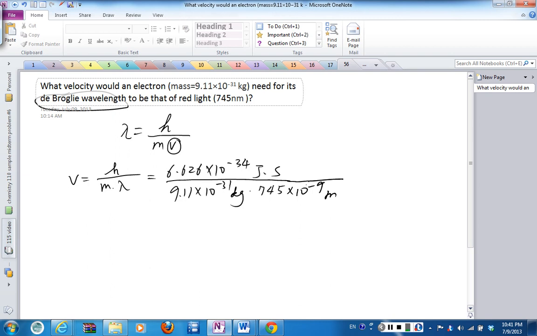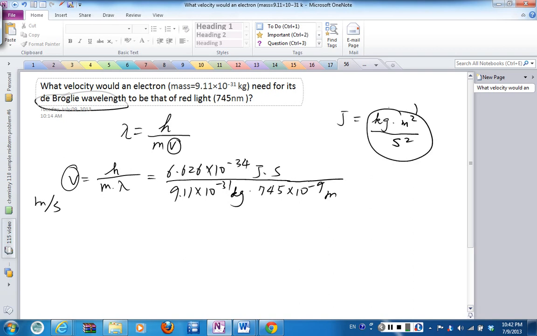How can you cancel that? We're trying to get velocity, so of course, you want meters per second. I can't seem to get meters per second out of this. You could. That's because joule is not a regular unit. It's a complicated unit. And 1 joule actually equals kilogram times meter squared over second squared.